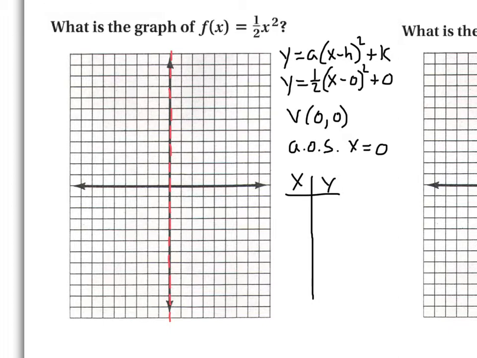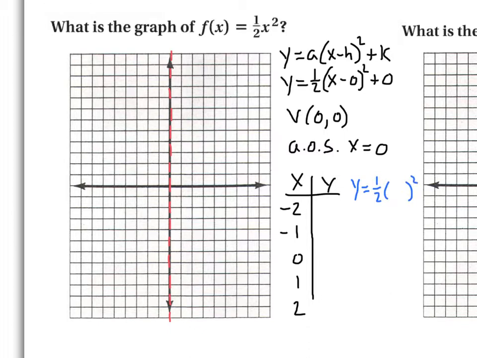And so what I'm going to do is, looking at the parent function, since the vertex is at 0, 0, picking 2 to the right and 2 to the left give me x values of -2, -1, 0, 1, and 2. We're always going to want to pick those. Okay? We're always going to want to pick those for our x values. Well, then we plug those into our equation. So we're plugging into y equals 1/2 times x squared.